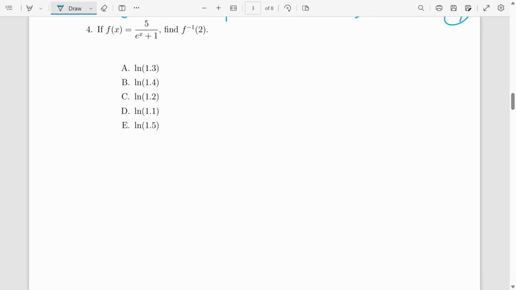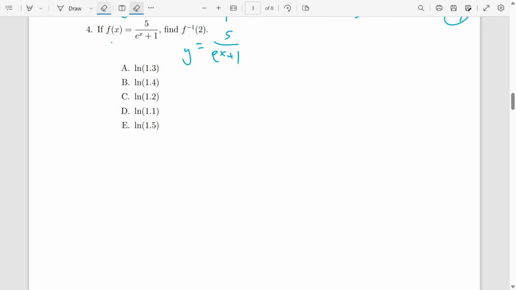All right, question 4. Cool, an inverses problem. So this looks like a classic inverses problem where we're given a function, f of x, and then we're asked to find its inverse and then plug in 2 into the inverse. So, all right, how to find inverses. First, rewrite the function, but with a y instead of an f of x. So this is y equals 5 over e to the x plus 1.